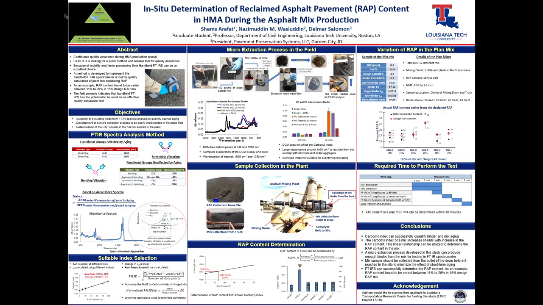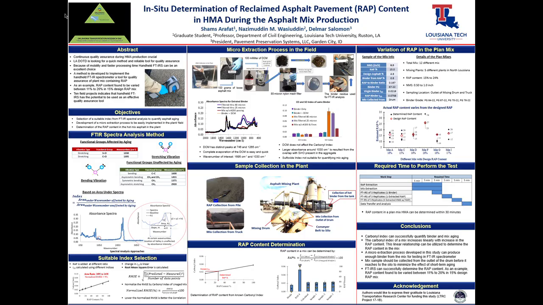The principle of FTIR spectral analysis is that when infrared is passed through a sample, some portion of it is absorbed by the functional groups present in that sample. The absorbance plot against the wave number is known as the absorbance spectra, and by analyzing the absorbance spectra, we can calculate the concentration of certain functional groups present in that sample.